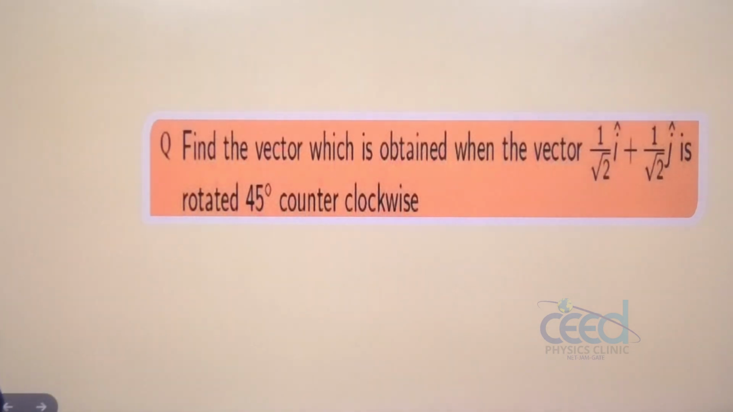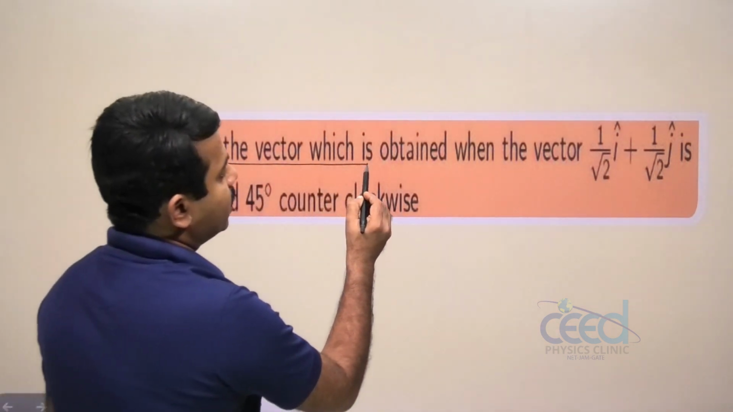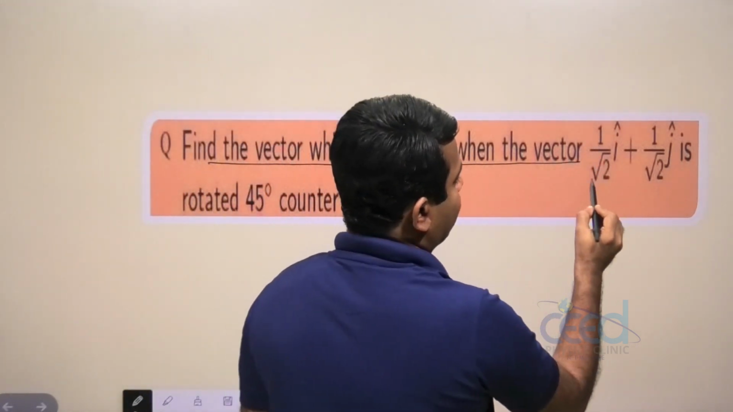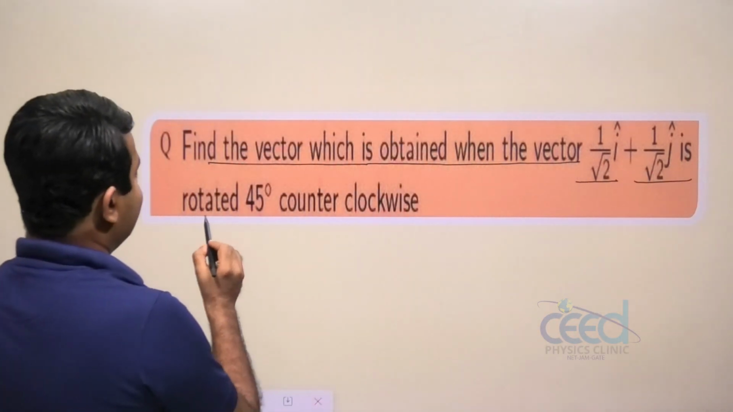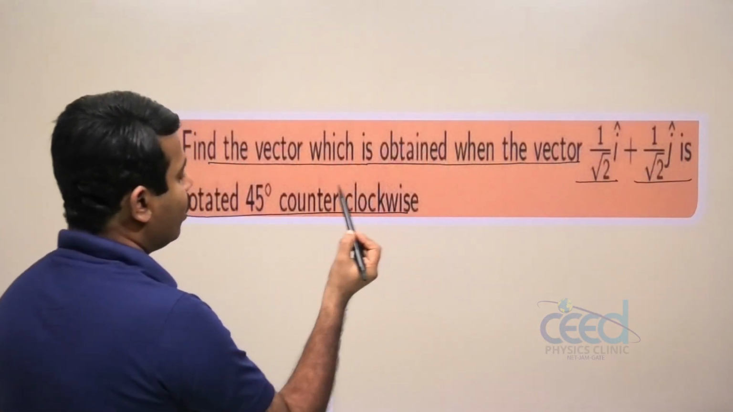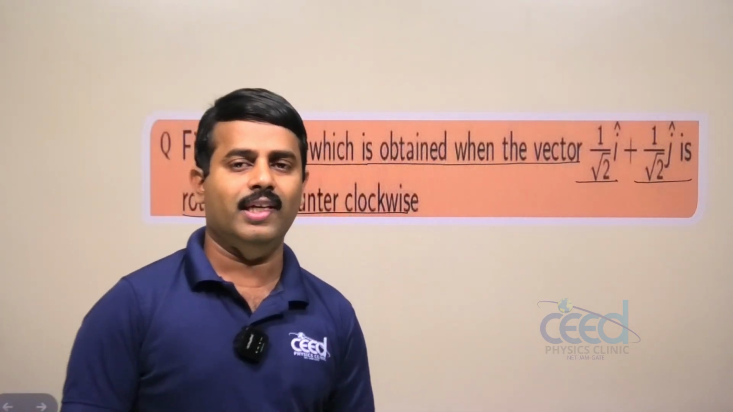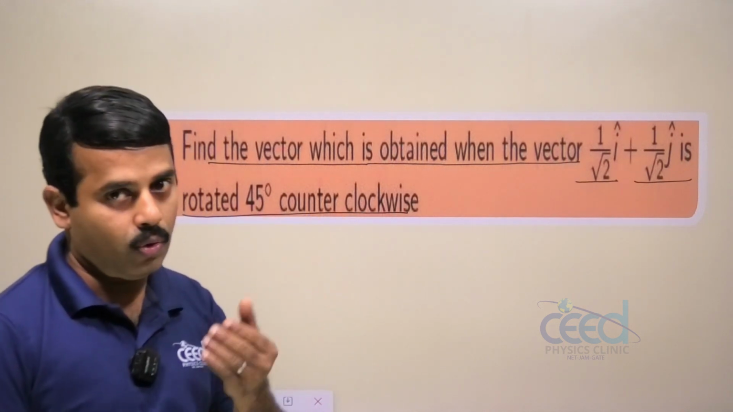Now look here, you have a beautiful problem. The problem is: find the vector which is obtained when the vector 1 by root 2 i cap plus 1 by root 2 j cap is rotated 45 degree in counterclockwise direction. Counterclockwise means anti-clockwise.